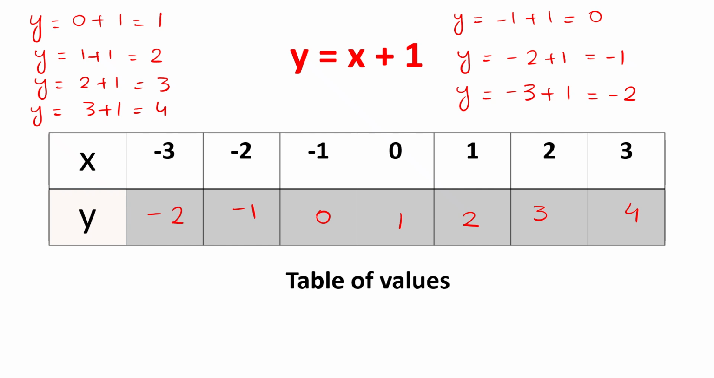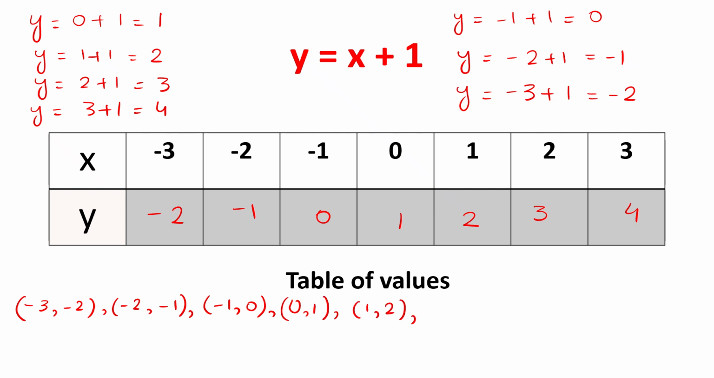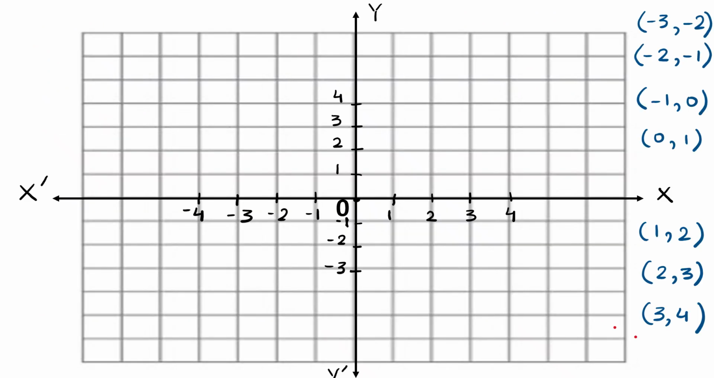Or we can write these points in the form of ordered pairs as negative 3, negative 2; negative 2, negative 1; negative 1, 0; 0, 1; 1, 2; 2, 3; and 3, 4. Now we plot these ordered pairs.